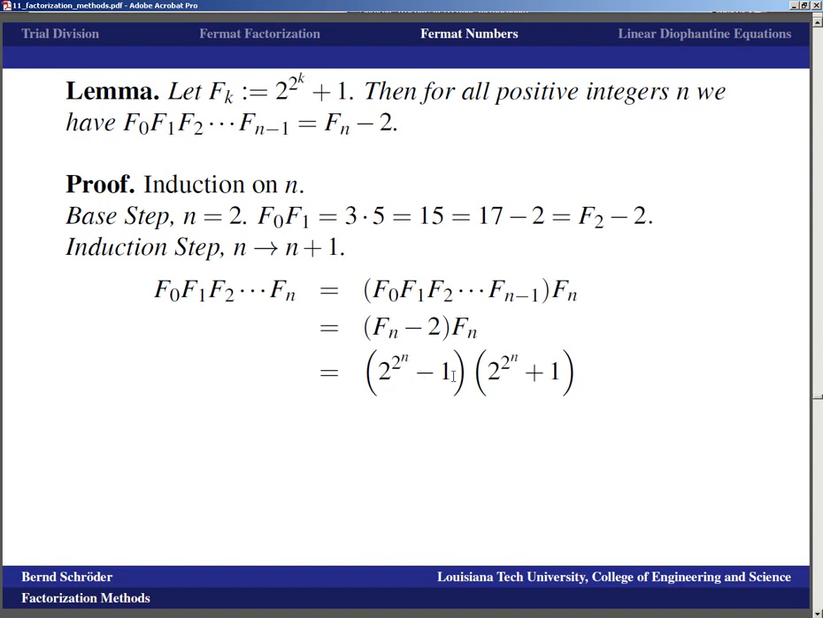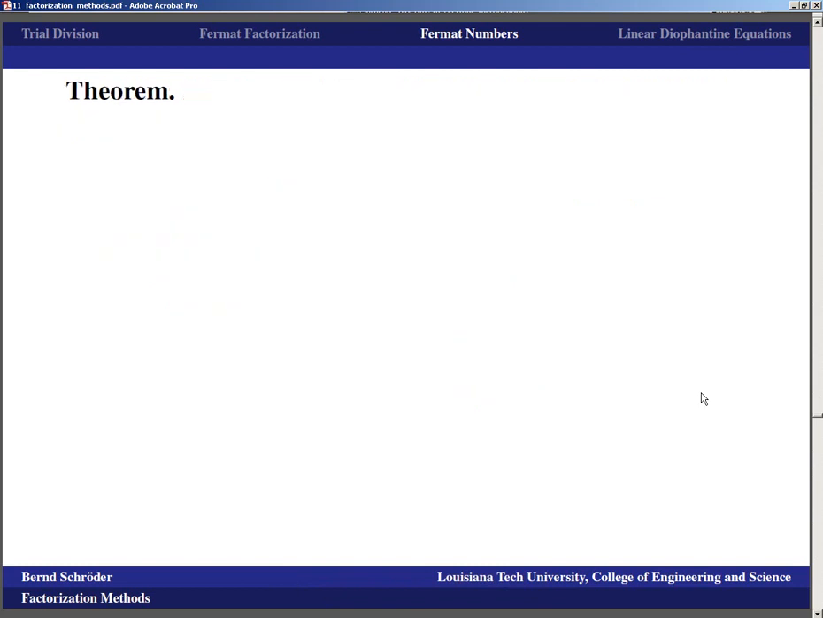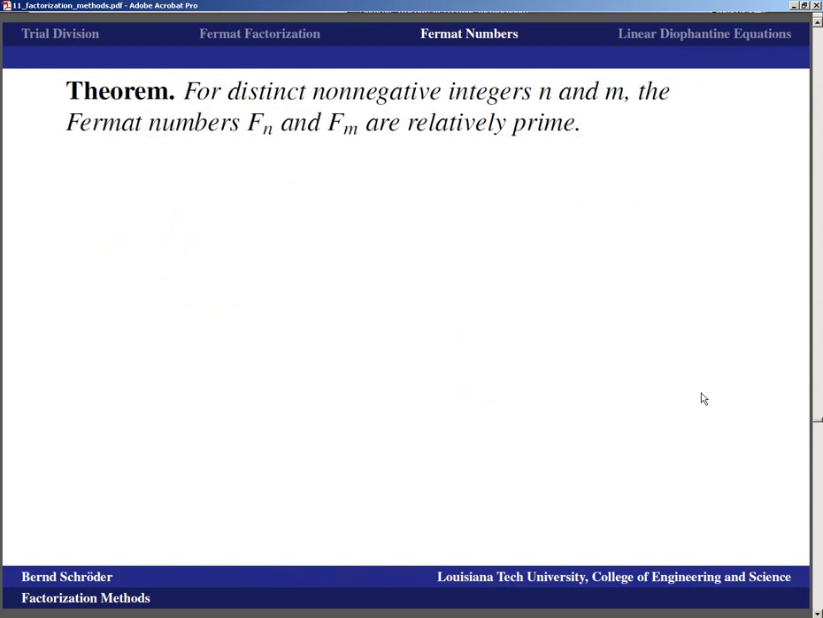That's 2 to the 2 to the n minus 1 times 2 to the 2 to the n plus 1, and that's 2 to the 2 to the n plus 2 to the n minus 1, which is 2 to the 2 to the n plus 1, because that's 2 times 2 to the n here, right, which is 2 to the n plus 1, and minus 1 is plus 1 minus 2, and that's fn plus 1 minus 2, and that's already it. Okay, what else can we do?